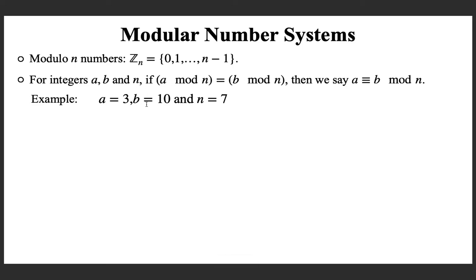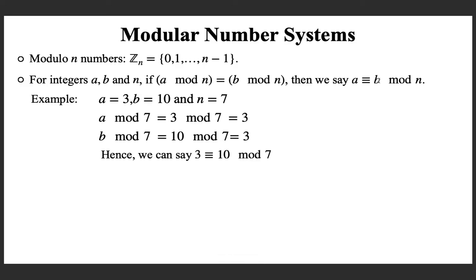Example, you take a as 3, b as 10 and n as 7. You first try to find what a mod 7 is. Substitute a as 3, it is 3 mod 7, which you know is 3. The remainder of dividing 3 by 7 is 3. Now you see what b mod n is. Substitute b as 10 and n as 7. So it is nothing but 10 mod 7, which is 3, because 10 divided by 7 gives you 3 as a remainder. So now you are getting 3 and 10 having the same remainder when divided by 7, and from this definition you can say that 3 is congruent to 10 mod 7. I think with this example, this congruence relation is clear.